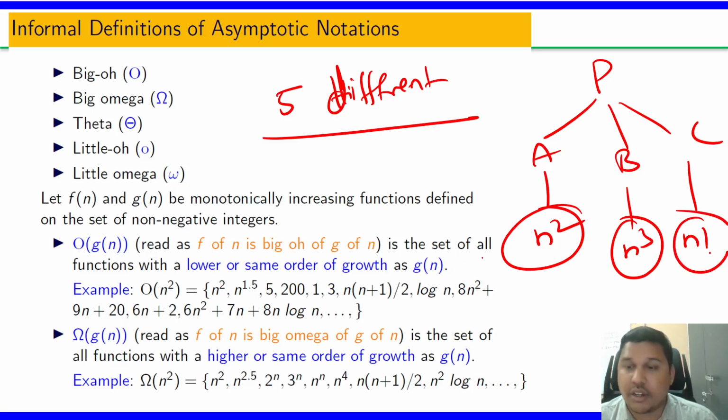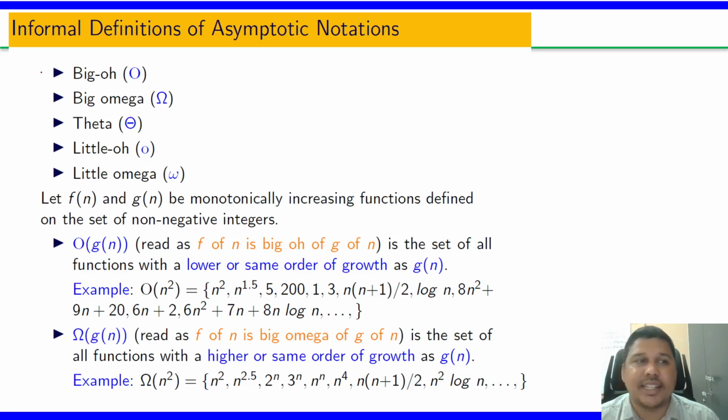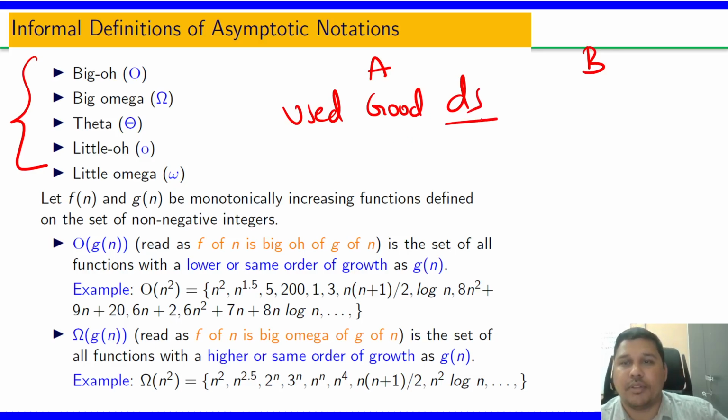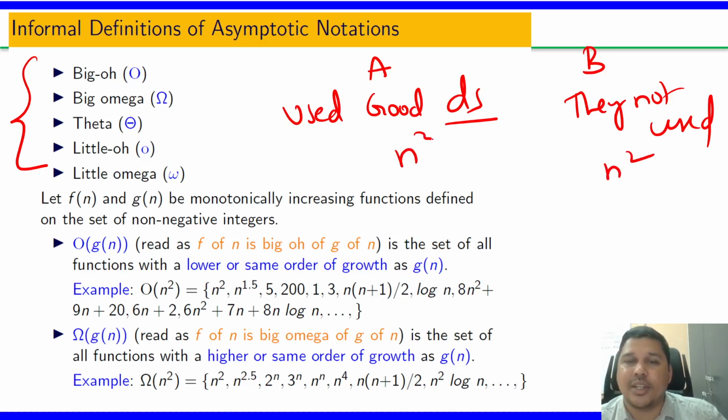For that, we say that the order of growth of algorithm A is n square. We say the order of growth of algorithm B is n cube. Why we have to study these notations, please understand. Algorithm A used good data structures to write the program. Algorithm B has not used good data structures to store the values and retrieve everything. So the time taken here is n square, here it is n cube.